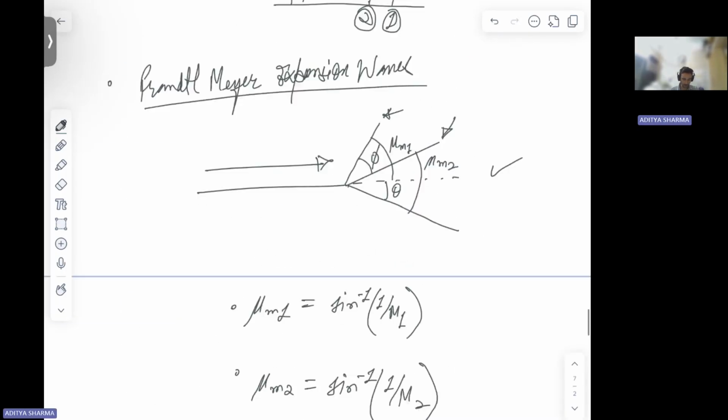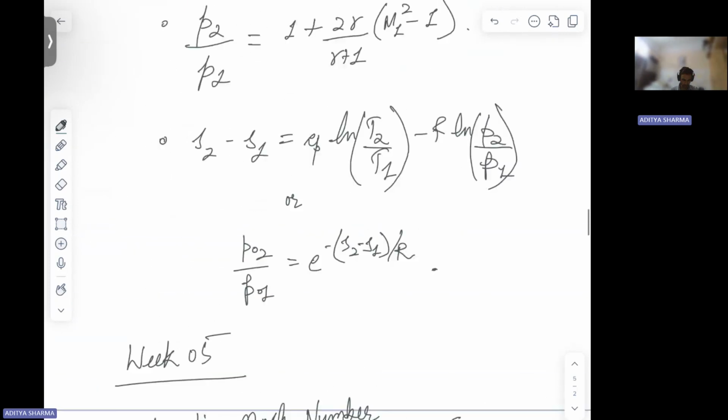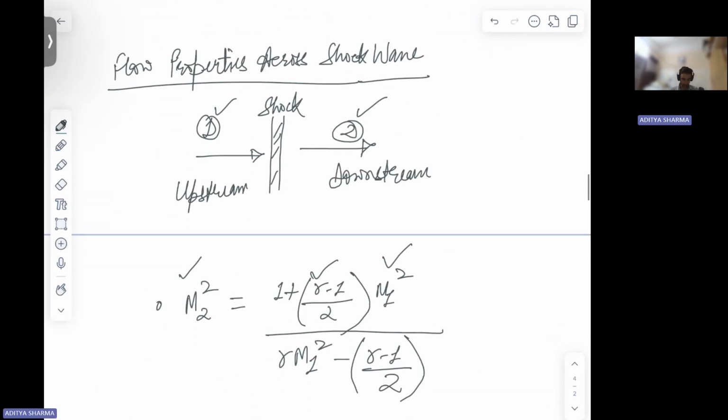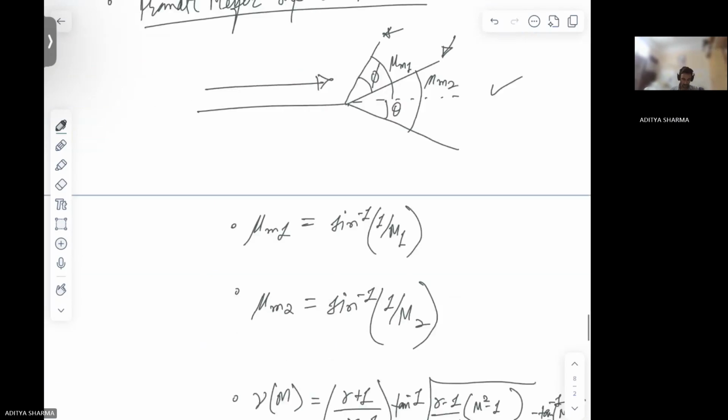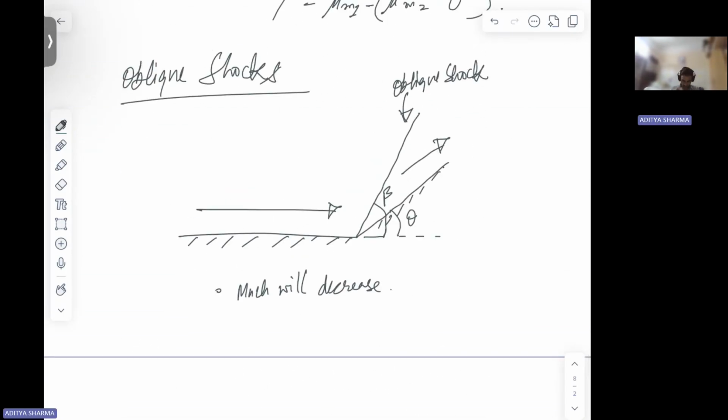We talked about normal shocks and the property changes across a normal shock. Now, what happens in oblique shocks is that, let's say we have this flow. This flow is going to have one normal component and one component parallel to your oblique shock. This is your normal component, this is your parallel component, this is your resultant component.